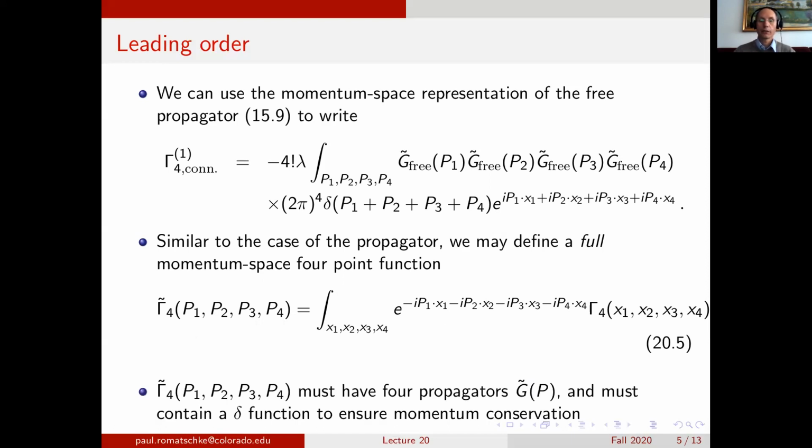Again, because of the fact that we have 4 external legs, there must be 4 propagators in momentum space appearing in this expression, and there must be a delta function, such as this delta function here, that ensures that momentum is exactly conserved.